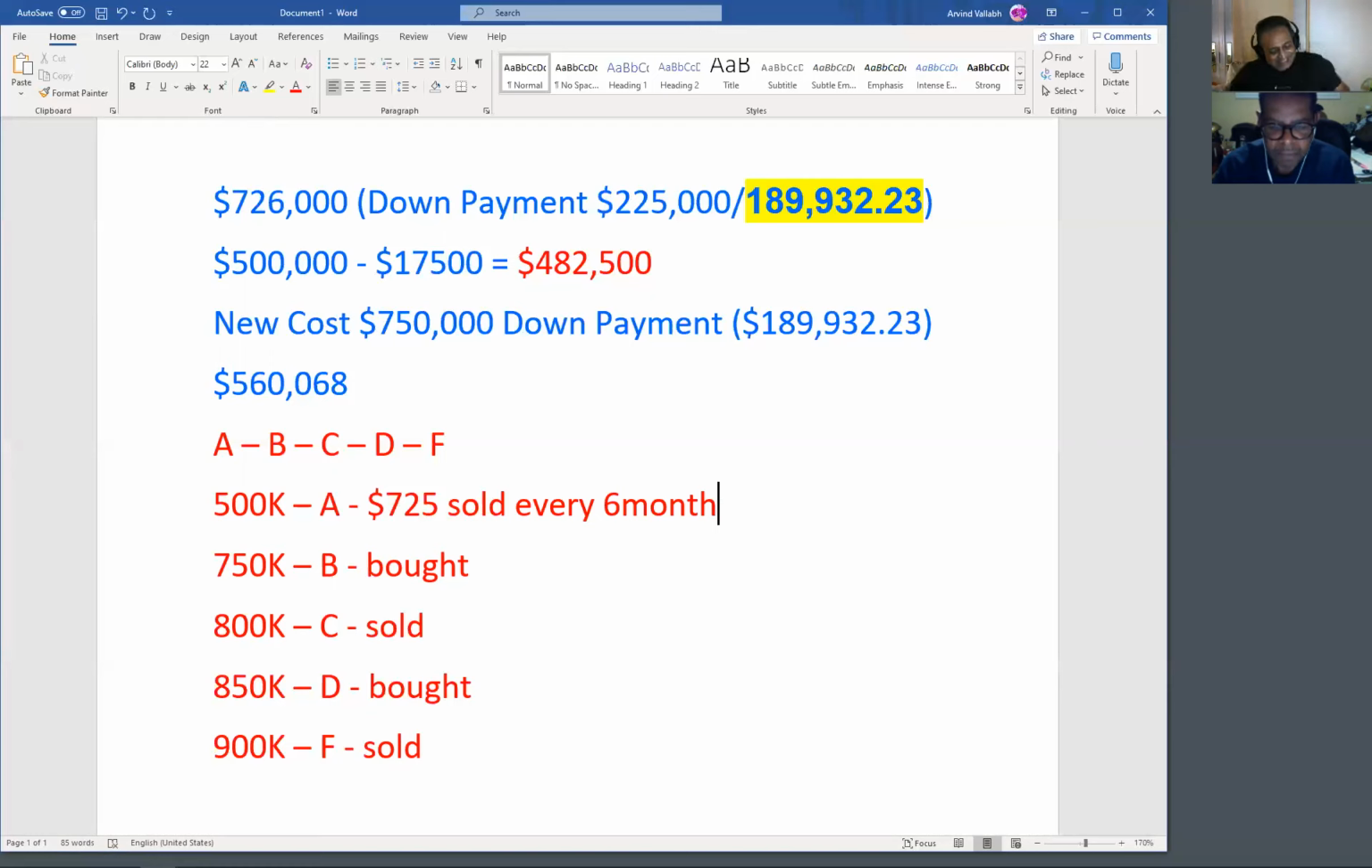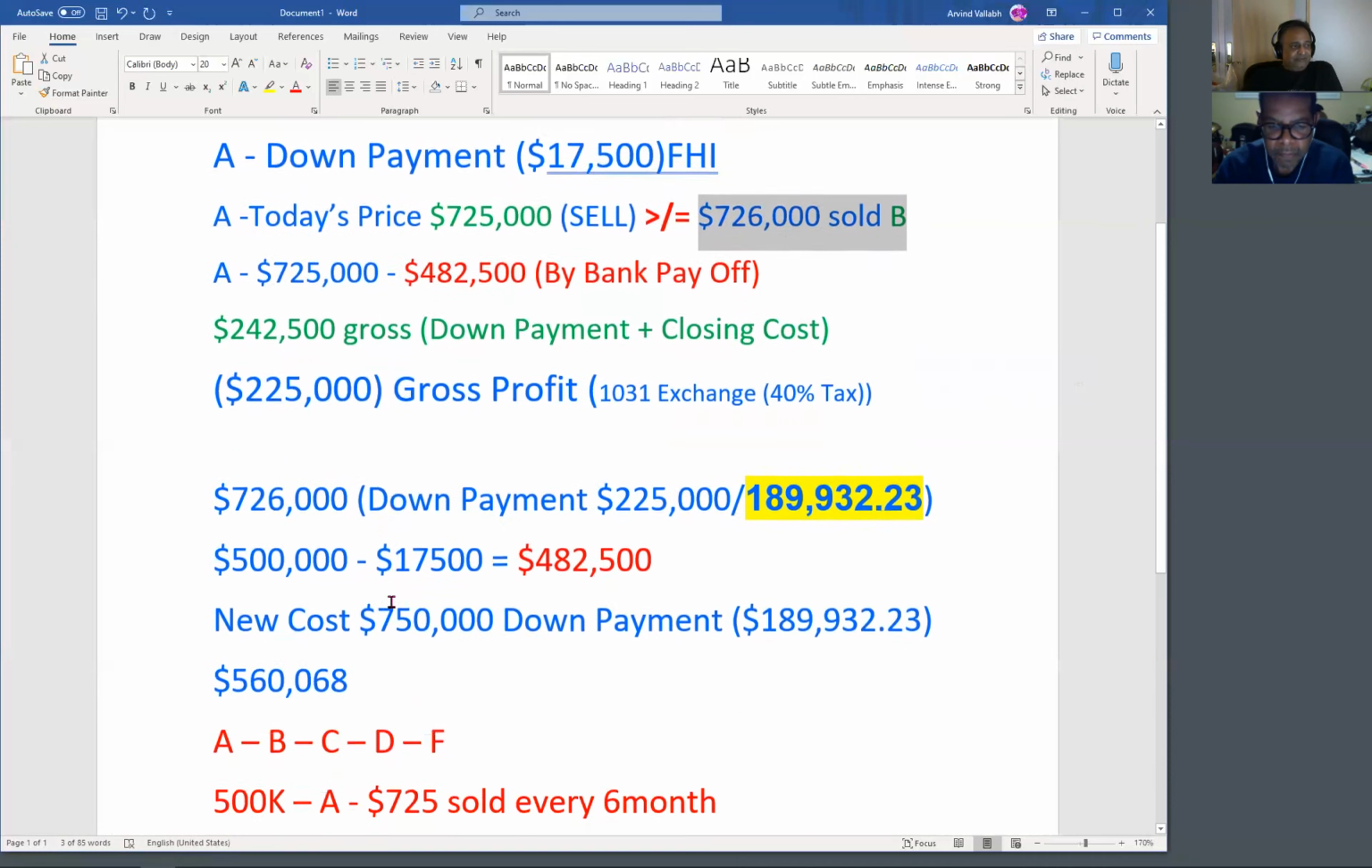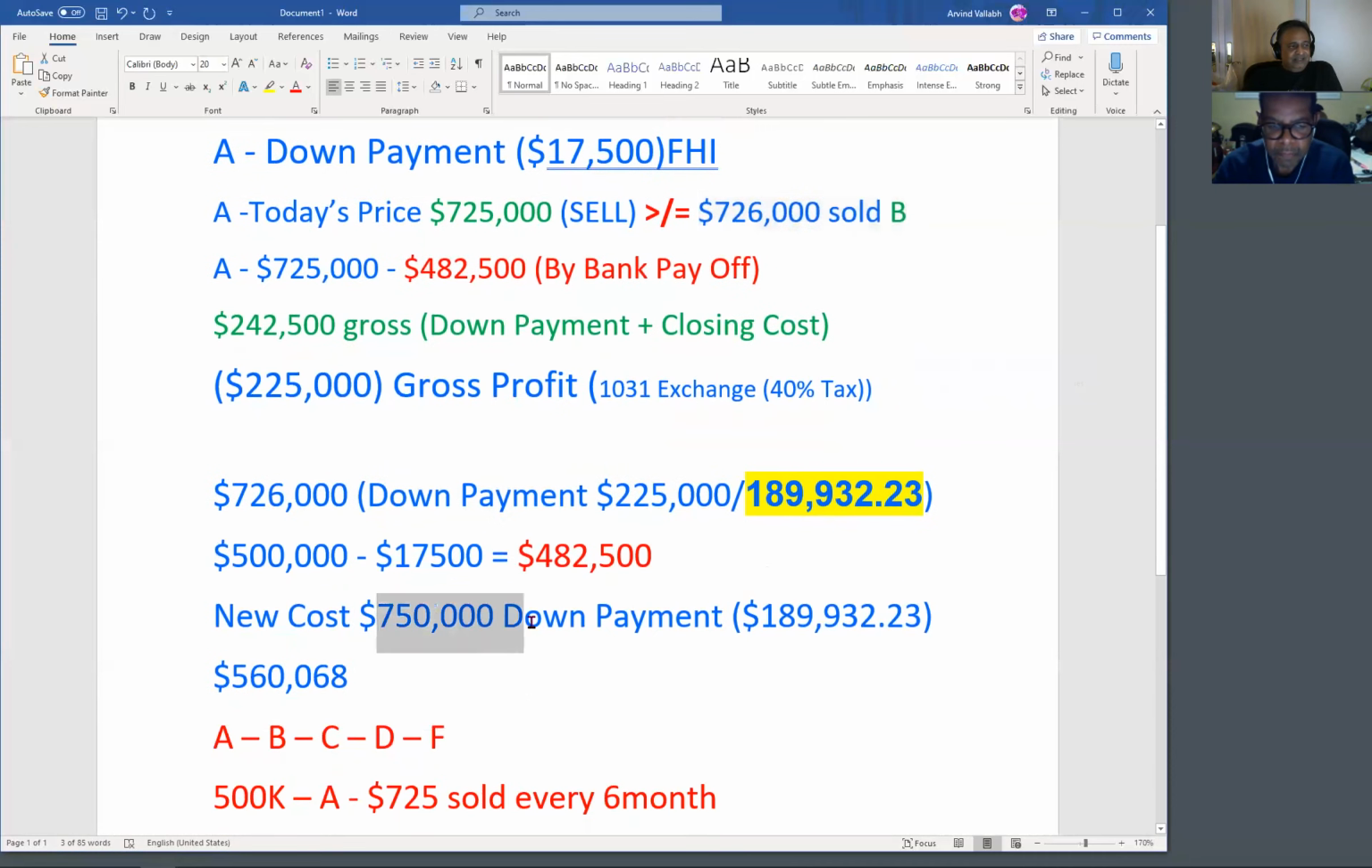A little while ago, even yesterday, I wasn't sure. So let me give you a scenario. Alton, you bought it at 500. True? Yeah. And today the value is 725. Let me help you sell it. And after I sell it, we need to find another property above 726. Hopefully we can find you a property that is 750.